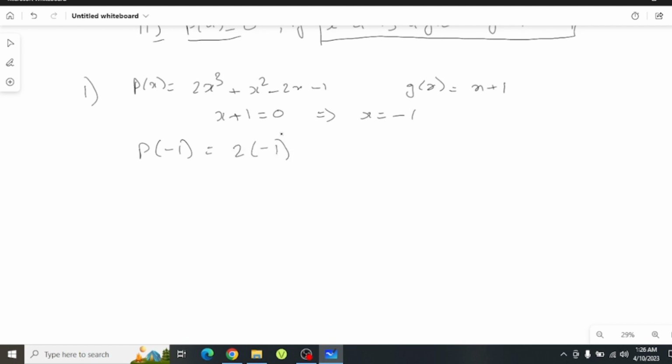Now we can attempt the first question, first part. So our polynomial p(x) is 2x cube plus x square minus 2x minus 1, and g(x) is x plus 1. So what we have to do now, first we will put this x plus 1 equal to 0 and we will find out the value of x. The value of x here in this case is minus 1. We will put the value of x in our polynomial and then we will find out the value.